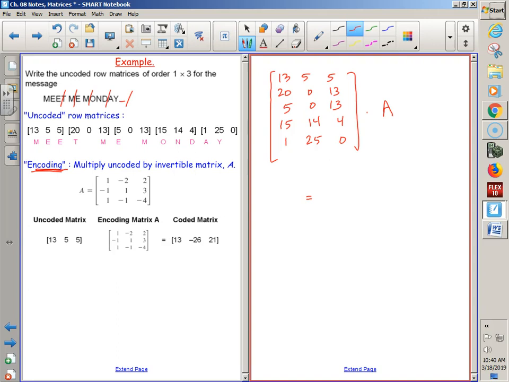You guys throwing this in? Do you see your little encoder over here? Your 3 by 3? You should get out a matrix of the exact same size. It should still be a 5 by 3. Because every letter is going to get all mixed up. I know the first row should be, if you guys have done it right, 13, negative 26, 21.